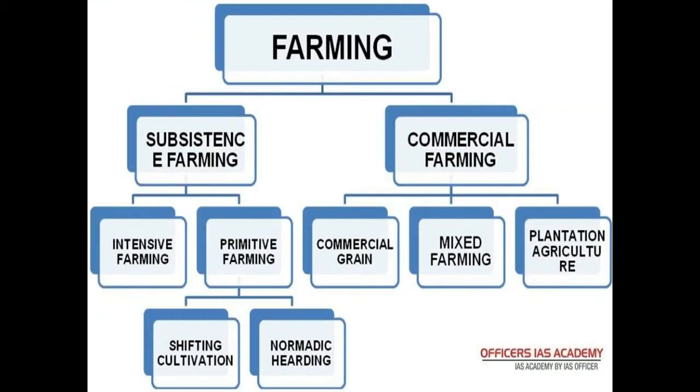There are two broad types of farming that prevail in varied parts of the world: subsistence farming and commercial farming. Subsistence farming is classified into two categories: intensive farming and primitive farming. Primitive farming further has two types: shifting cultivation and nomadic herding. On the other hand, commercial farming has three types: commercial grain farming, mixed farming, and plantation agriculture.